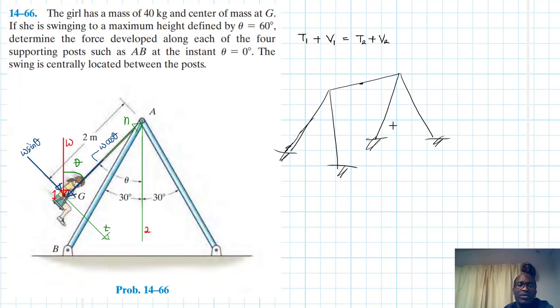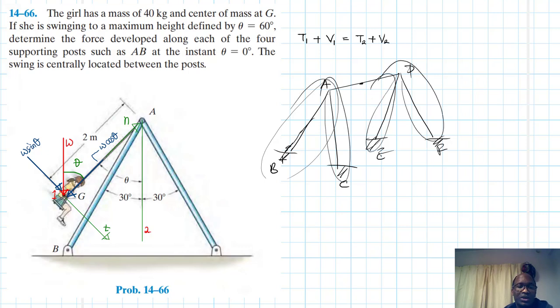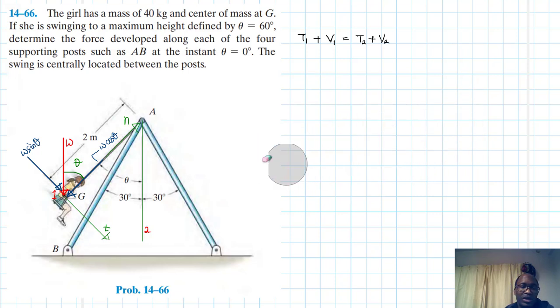So this is the kind of a post. You can say this is B, this is A, you can call this C, maybe D, E, F. Okay, so you have these posts. We want to find the forces in this particular post. And when you look at these particular posts, they are truss structures, or 2 force members, connected using a pin at A.